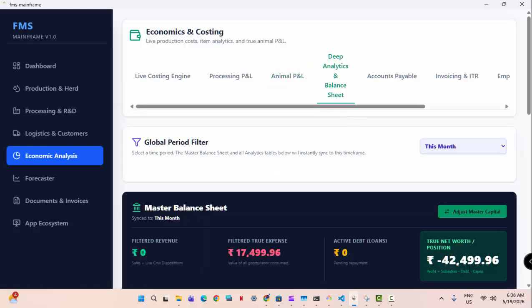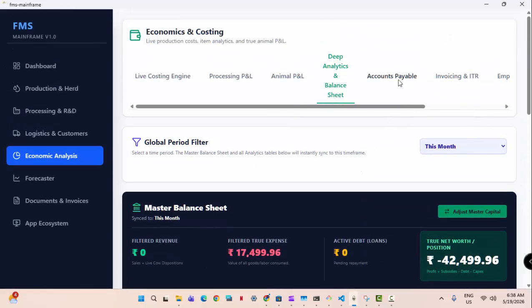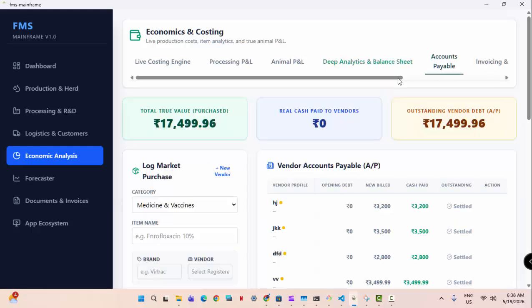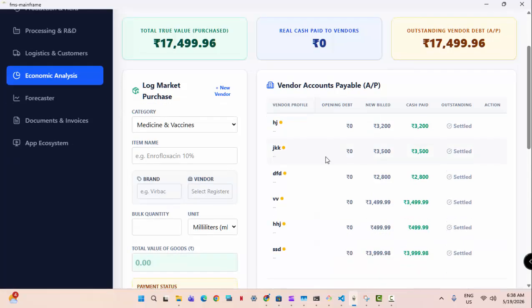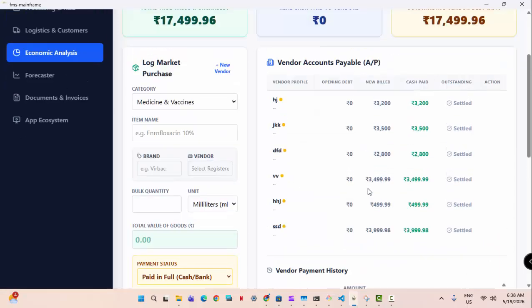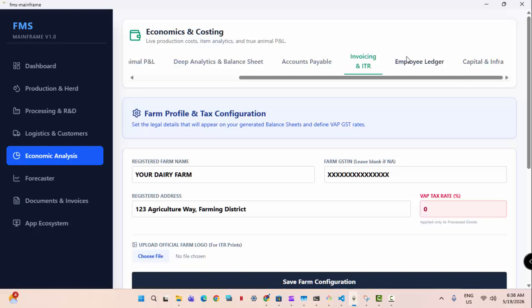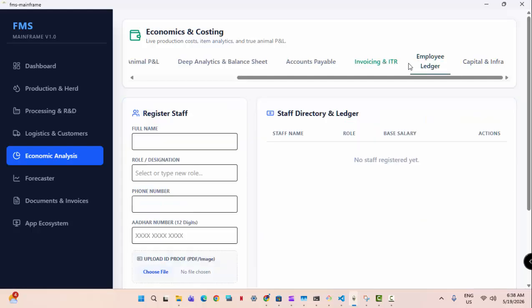Then we have deep analytics. It helps us to generate balance sheets so that we are on track and we are accountable to our finances. Then accounts and payable holds our inventory and vendor details and how we are dealing with our vendors financially. Then we have invoicing and taxation, and it's a very useful tab which I have provided over here.